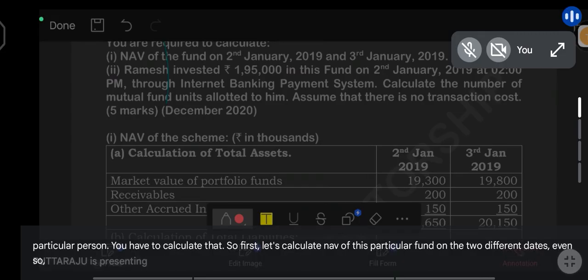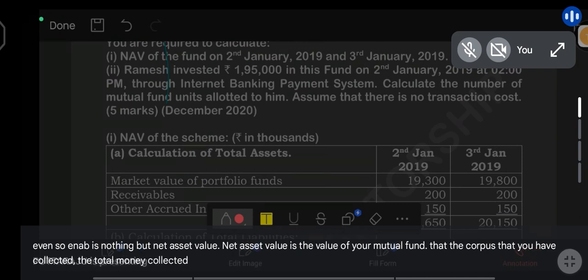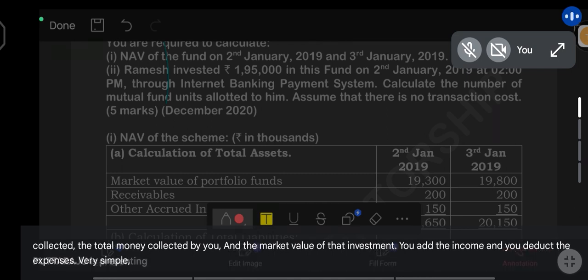So NAV is nothing but net asset value. Net asset value is the value of your mutual fund, the corpus that you have collected, the total money collected by you, and the market value of that investment. You add the income and you deduct the expenses. Very simple. You add income and you deduct expenses.